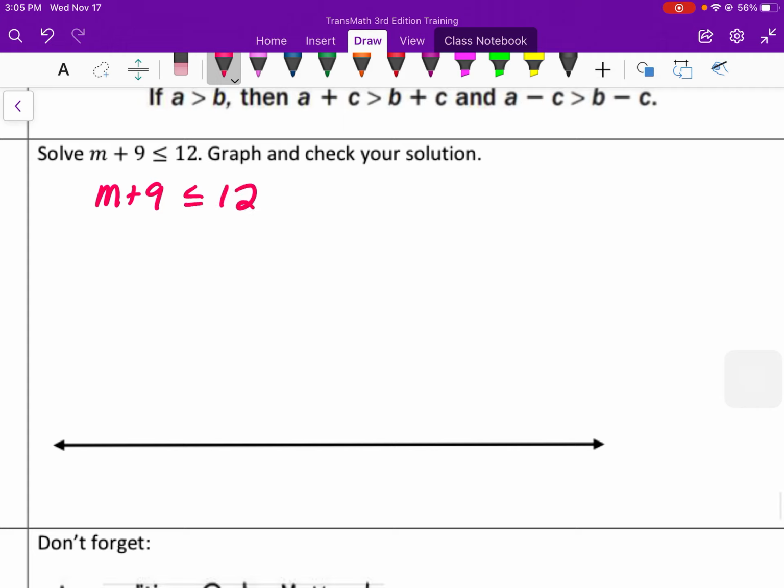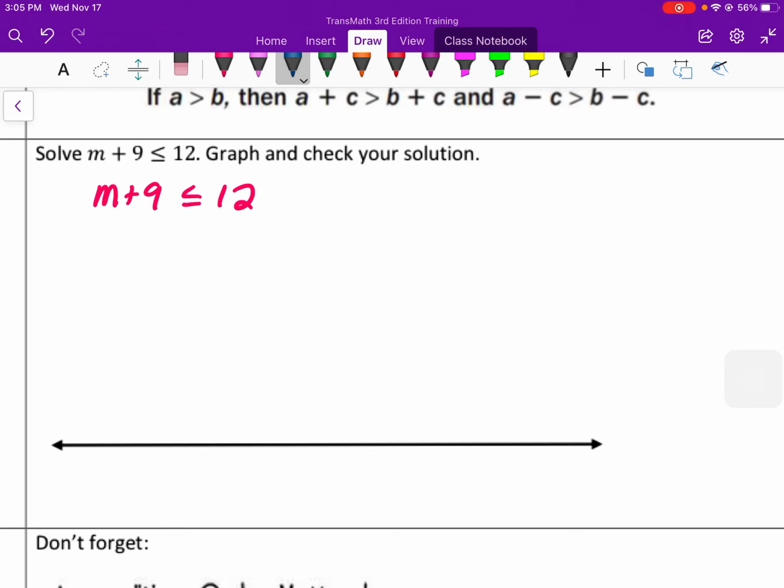I just rewrote it so that I could have a little more space. Similar to when we solve an equation, we want to use our inverse operations to get m by itself. So if I have m plus 9, the inverse of adding 9 would be to subtract 9. We're going to treat this like an equation, so there's two sides here, the left and the right. So if I subtract 9 from the left, you also have to subtract 9 from the right. So then we have m.